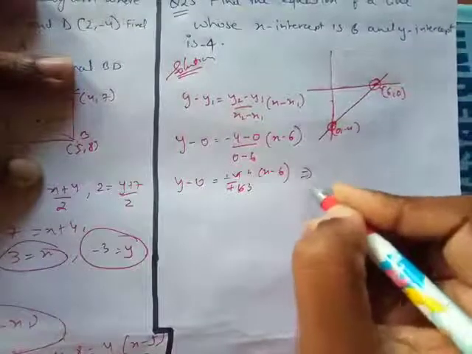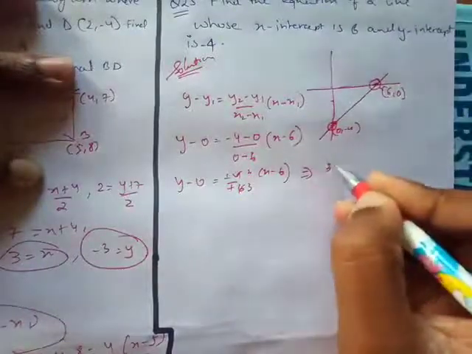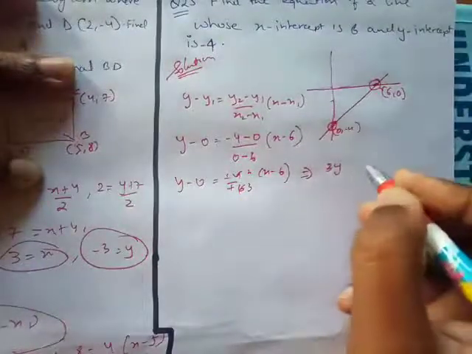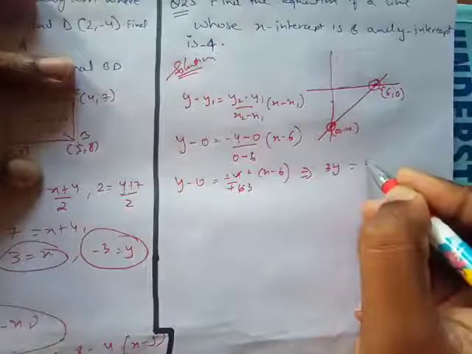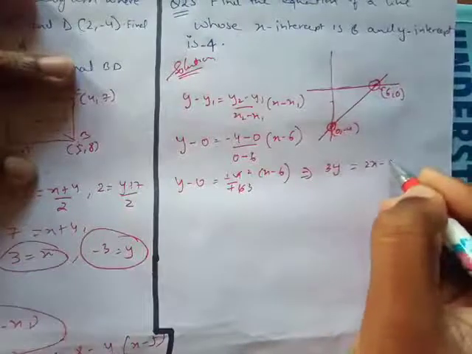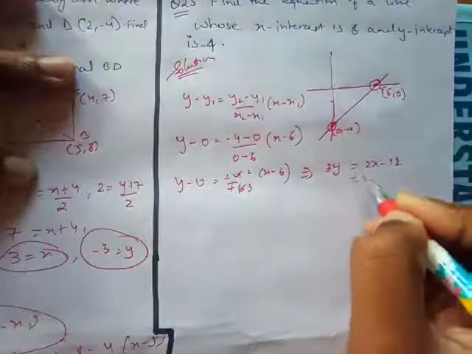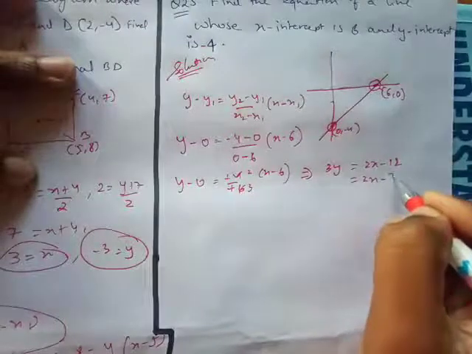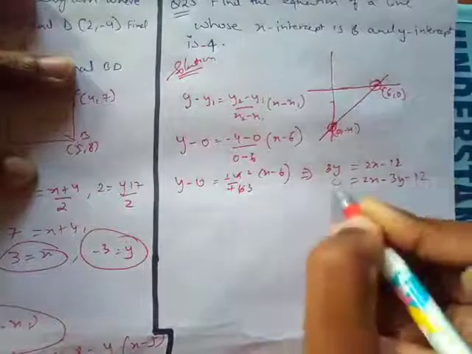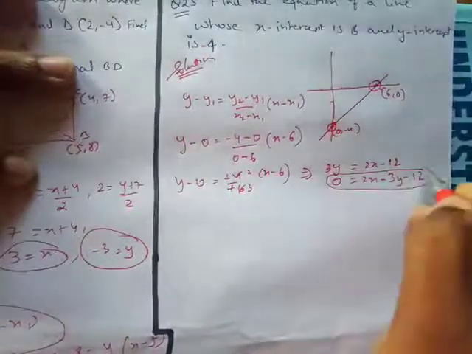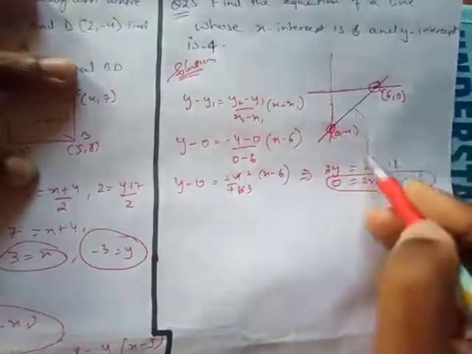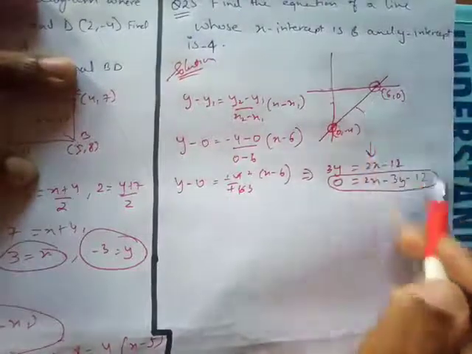And now you know what can happen, 3 can go on that other side and multiply, 3y, 0 is the same anyway, and then it's going to be 2x minus 12, and then everything I can bring on one side. 2x minus 3y minus 12 equals to 0. This is the equation of the given line when 2 points or 2 intercepts are given to me.